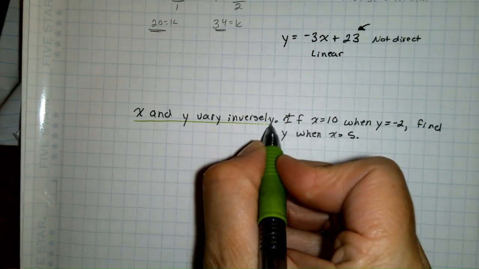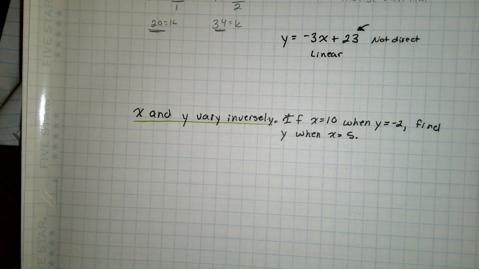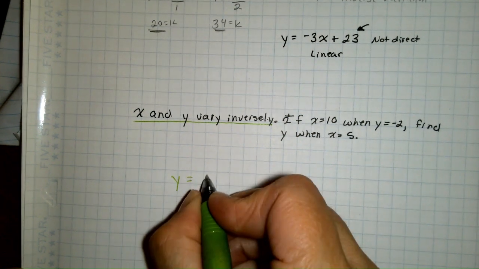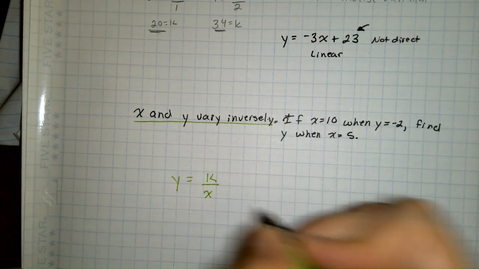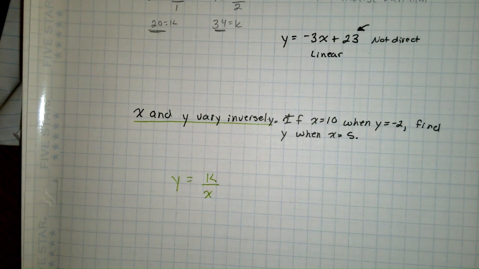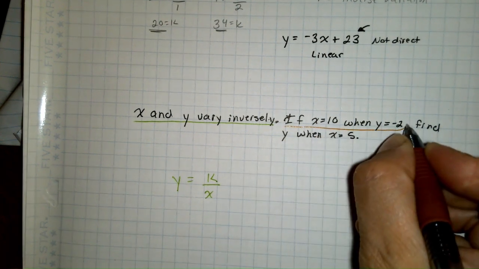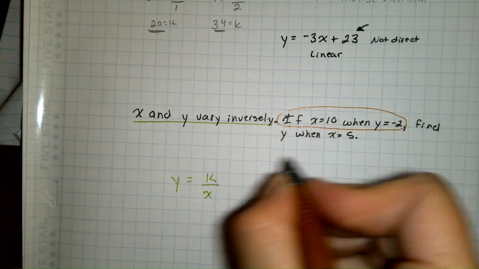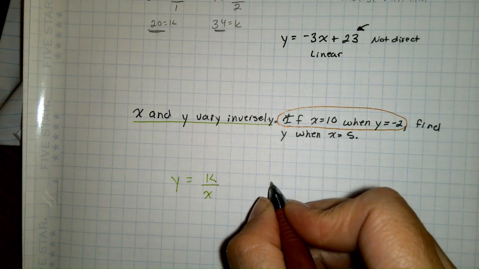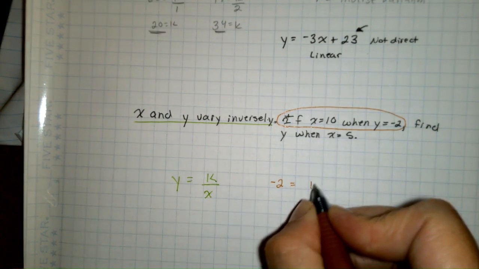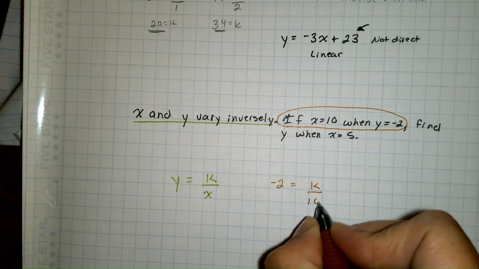X and y vary inversely. Because of that, I'm going to write this, because that's what inverse variation means: y equals something divided by x. Now, I'm going to put this together and put this in that statement: negative 2 equals k over 10.